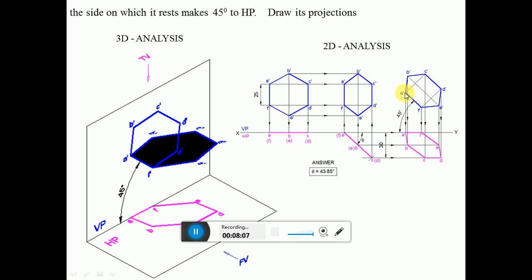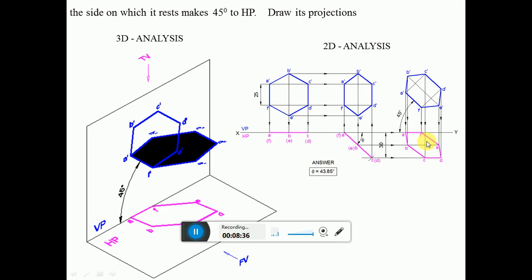You draw a vertical projector from here and a horizontal line from here to get the point A. Similarly F, because AF is on the XY line. Draw vertical projectors from B dash and E dash, and draw horizontal projectors from B and E to get the points B and E here in the top view. Similarly draw vertical projectors from C dash and D dash, and horizontal projectors from C and D to get these two points to complete the sketch.